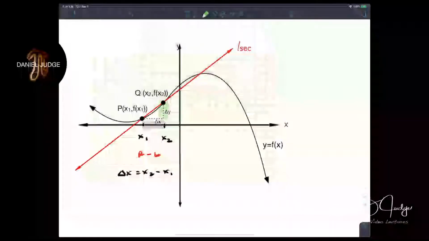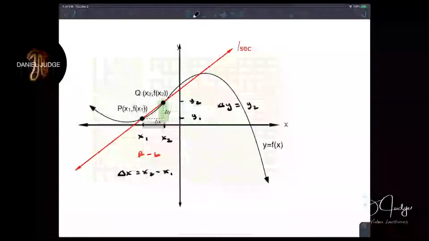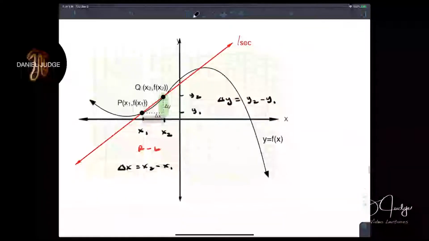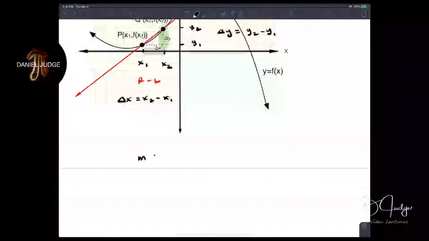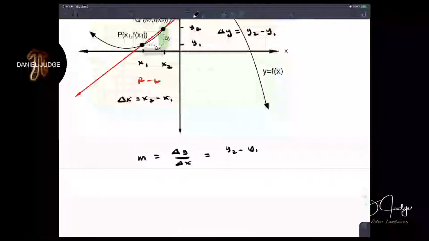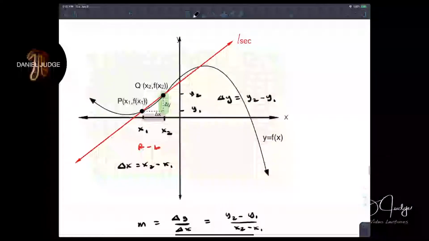And then we have the difference in the y values. What are the y values? For the first point, that's y1, and this is going to be y2. So the difference in the y values would be y2 minus y1. We measure this thing known as the slope. From beginning algebra, we know the slope was delta y over delta x, which is equal to y2 minus y1 over x2 minus x1. This is the slope of that red line, the secant line.